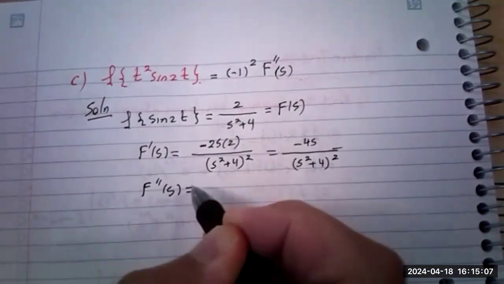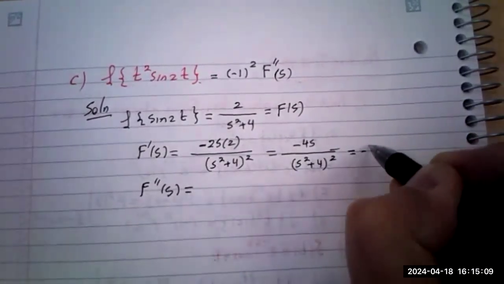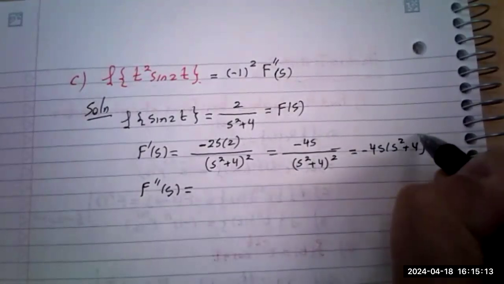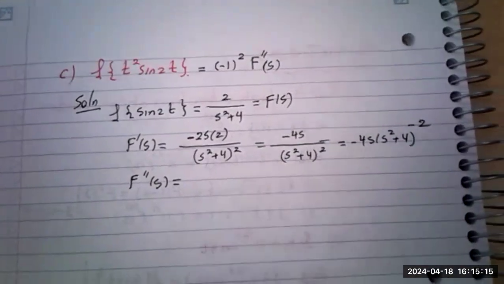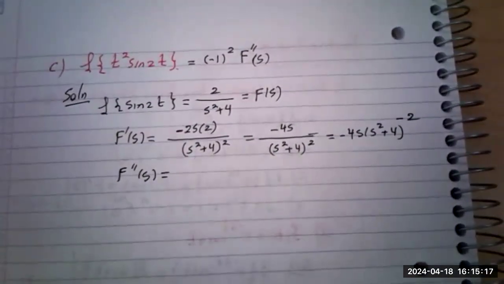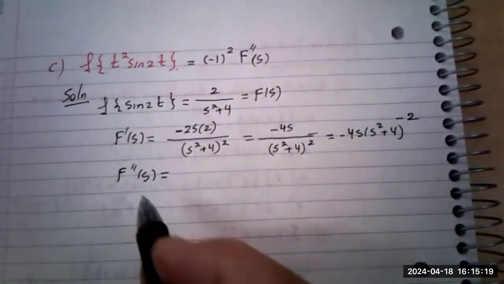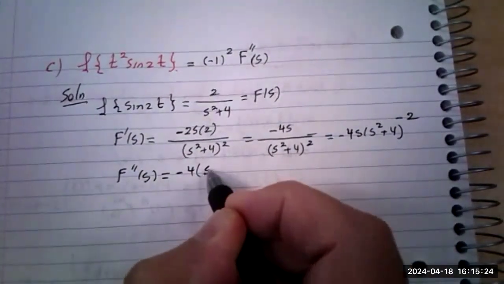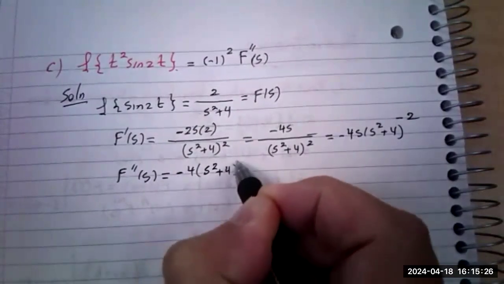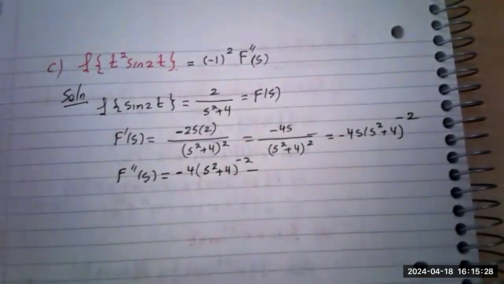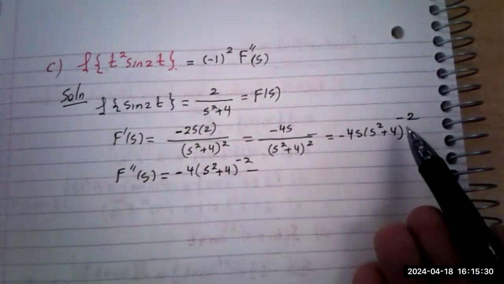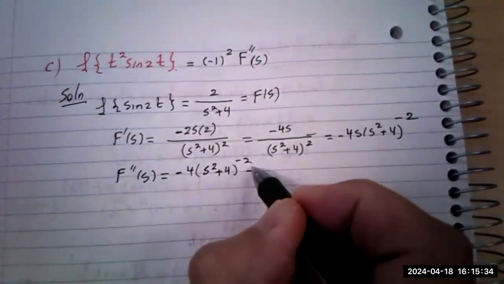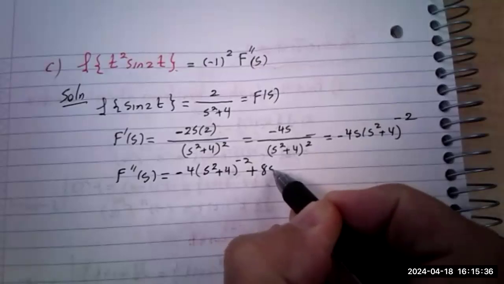F double prime of s, I'm sorry, I moved this one up: -4s times (s squared plus 4) to the -2. Differentiate this one, use the product rule, which is easier. So the derivative of the first times the second, -4 times (s squared plus 4) to the -2, minus the derivative of the second times the first. You know that's going to be -2 times -4s, which would be positive 8s.